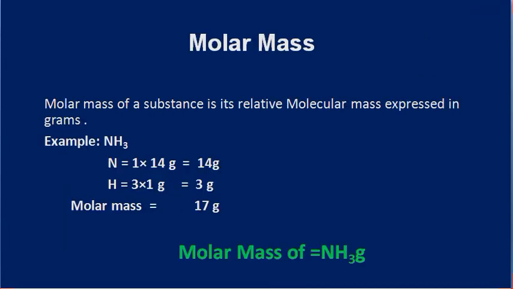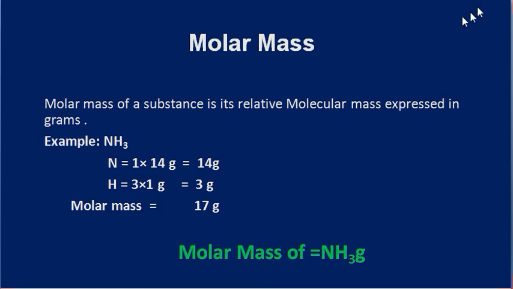Now next is molar mass. What is molar mass? The molar mass of a substance is its relative molecular mass expressed in gram. Same thing as here, but we have to express it in gram. In molecular mass and formula mass, what unit do we use? AMU, or atomic mass unit, but here we will use gram. This is the difference.